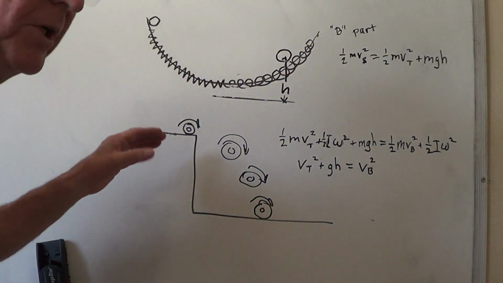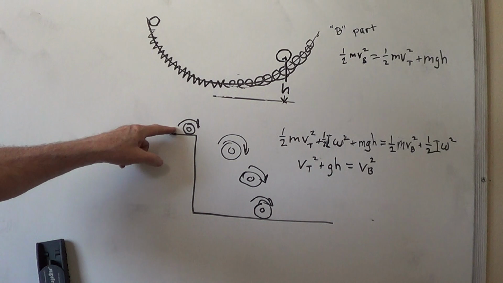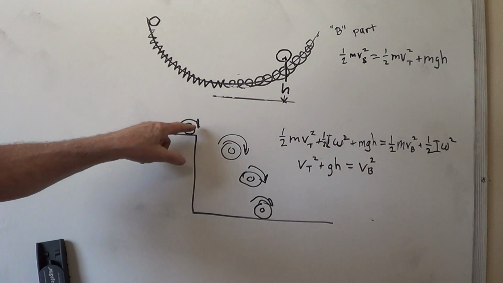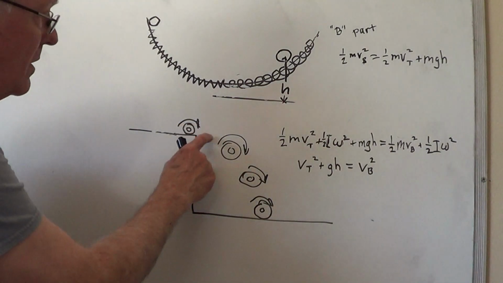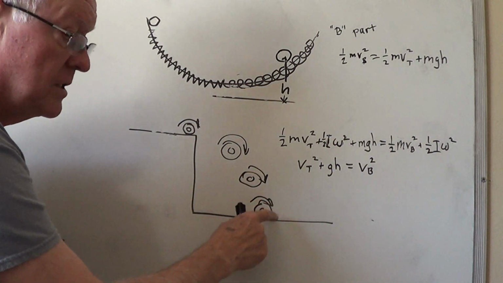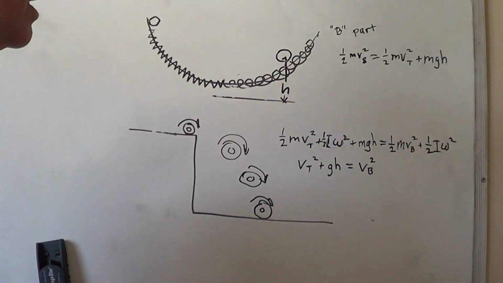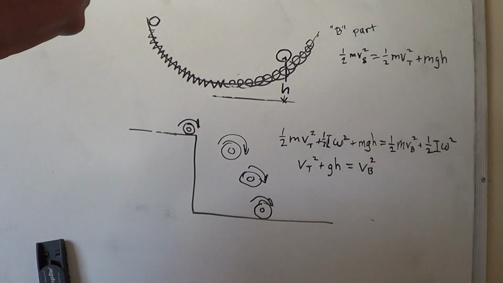That's a similar situation to the tire coming off the cliff. It's rotating along the cliff, and then it comes to the edge of the cliff and drops off. Out here in the air, it's still rotating. It's still rotating, and when it hits the bottom, it's still rotating at the same speed. There is no change in rotational kinetic energy.